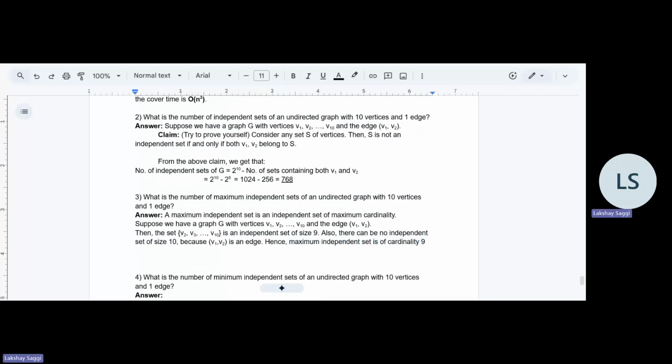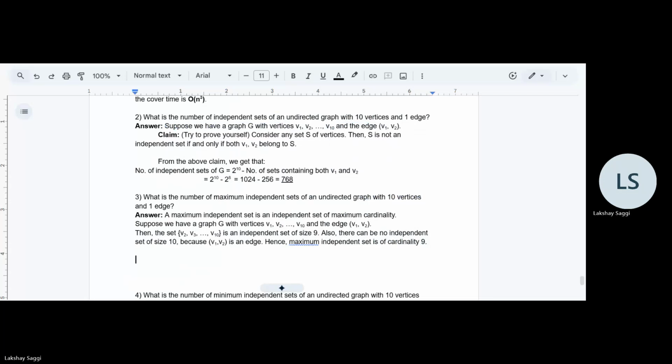But this is not the answer. We don't need to find out the size of the maximum independent set. We want to find out the number of maximum independent sets. So we need to find out what are the independent sets which have size 9. How many independent sets have size 9? So you can see that if you want to have an independent set of size 9, then you actually have to leave out just one vertex out of these 10 vertices from the set. And note that you have to leave at least V1 or V2 out to be an independent set. So either you leave V1 out or you will leave V2 out. So there are just two possible sets.